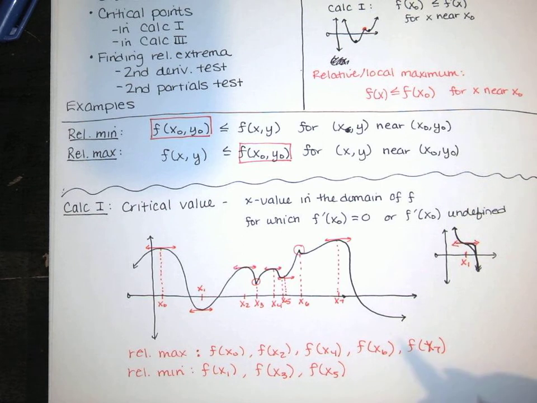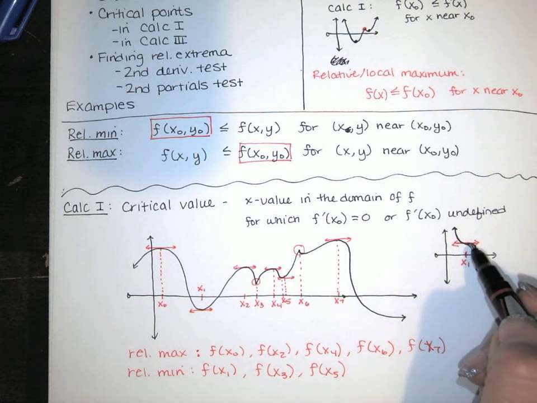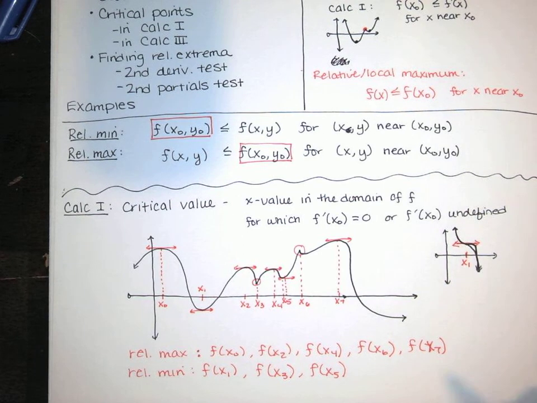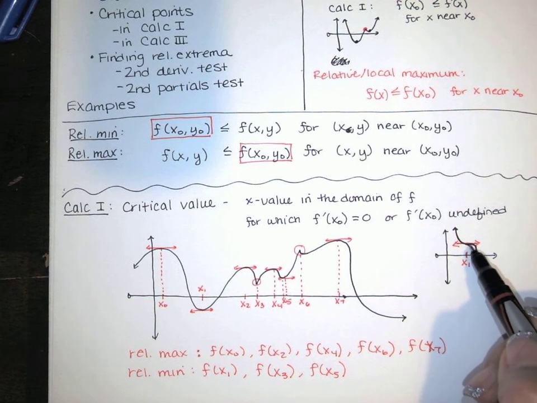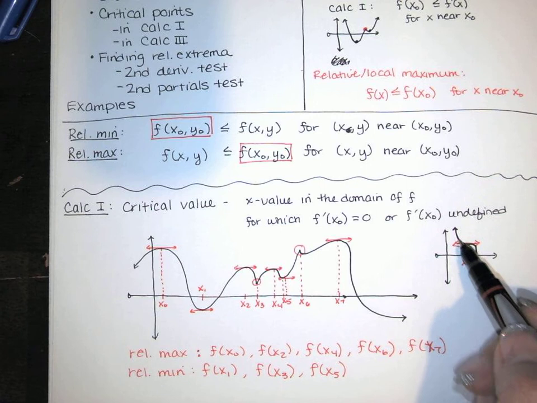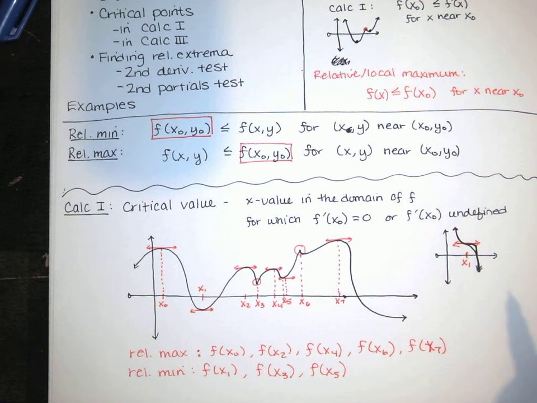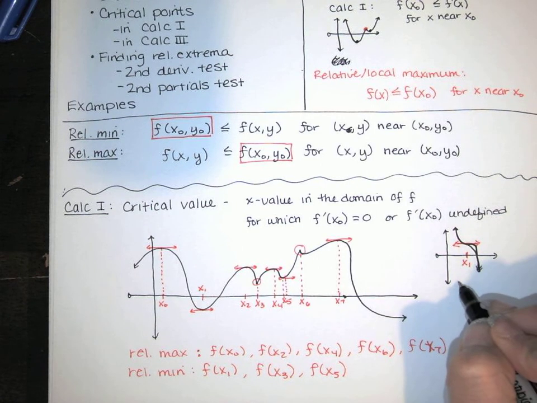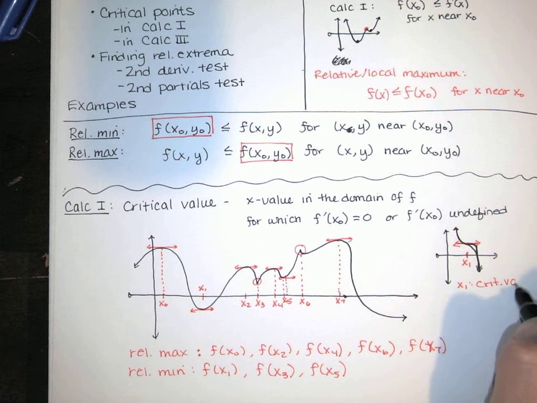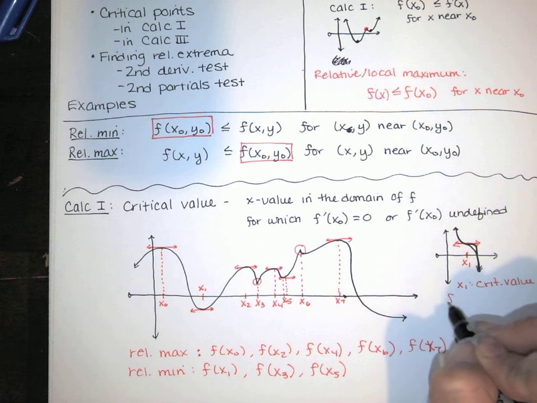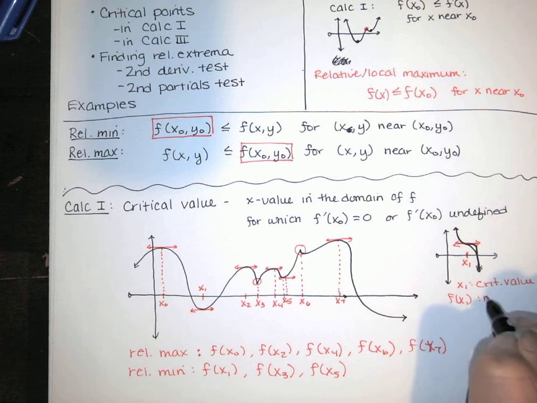But that's neither a min nor a max because it has a negative slope, then a zero slope, and then a negative slope again. It's not the smallest y value in the neighborhood because there are smaller y values to the right. It's not the largest y value in the neighborhood because there are larger y values to the left. So this is a critical value. But f of x1 is neither a min nor a max.